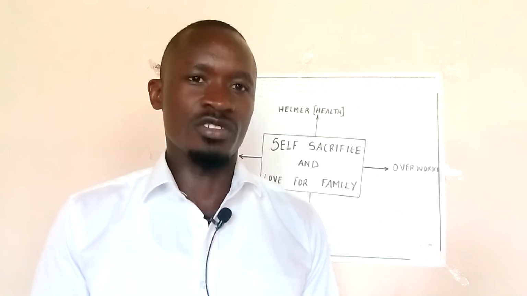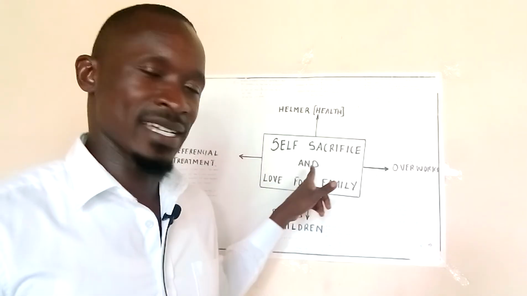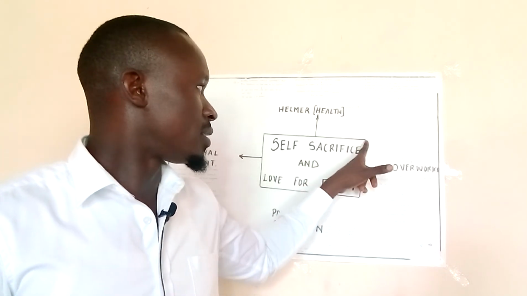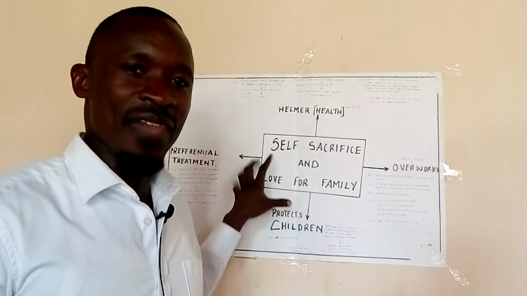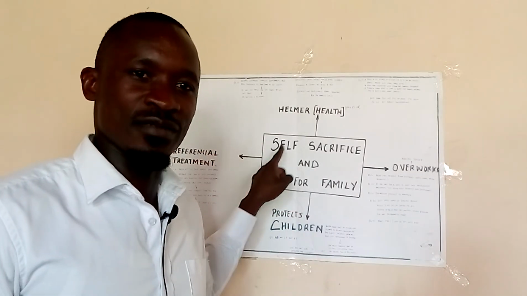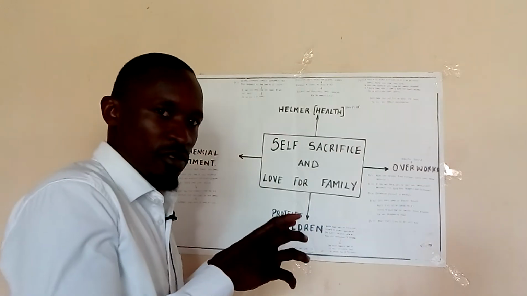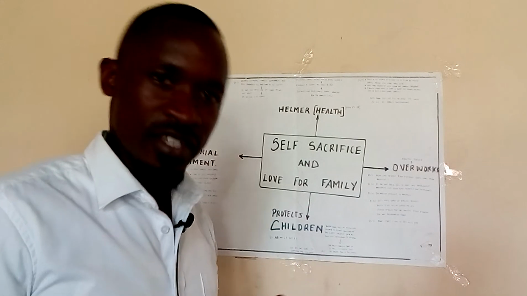When answering such a question, the candidate can then draw the rectangle we have here, and then at the center he writes self-sacrifice and love for family. This is what we are going to talk about. We're going to focus on this as we go through the question.